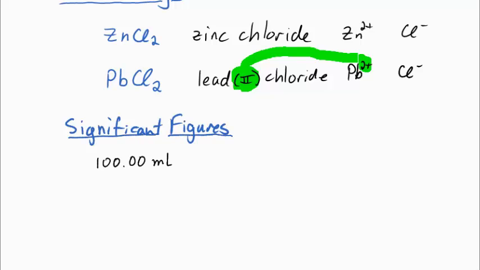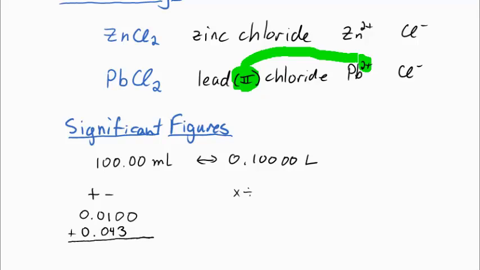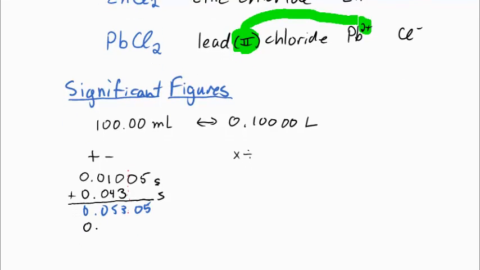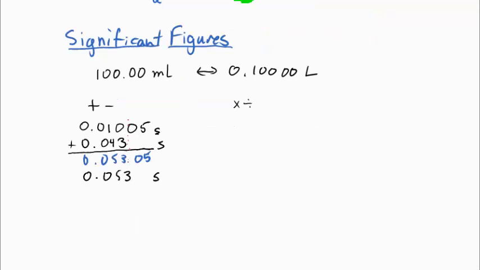For significant figures, have a look at this volume, 100.00 milliliters. When you write it as liters, please retain those zeros. It's very important. Adding and subtracting have one set of rules, and multiplying and dividing have another for sig figs. Add and subtract just as in math class, but then round to the least precise place value. This is not 0.053 because it's 2 sig figs, it's because we round to the nearest thousandth.